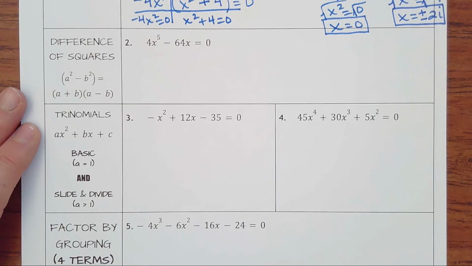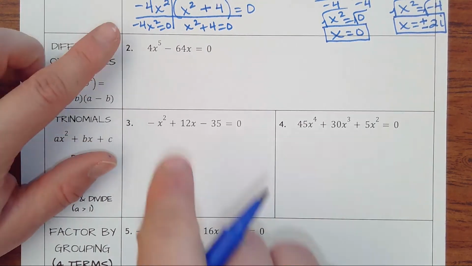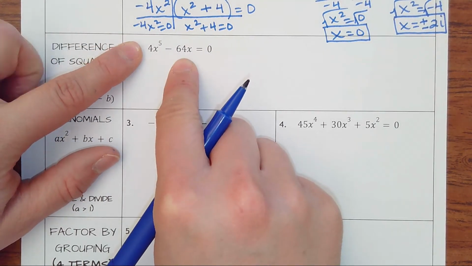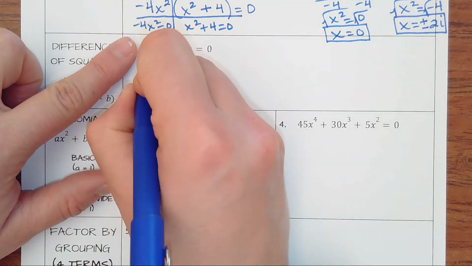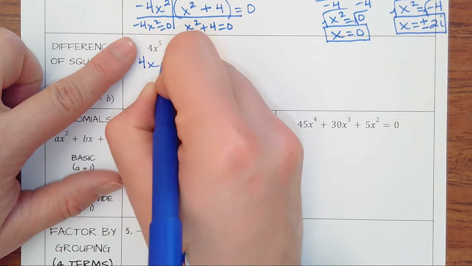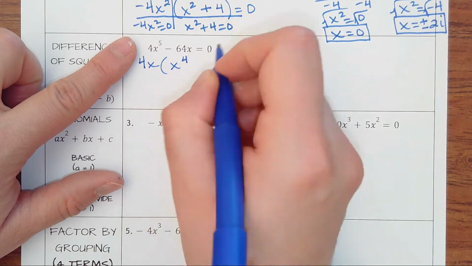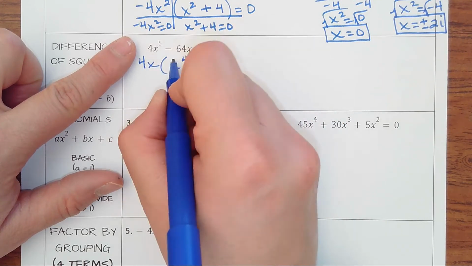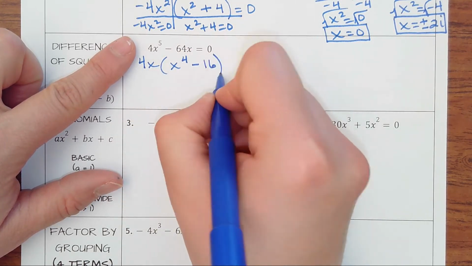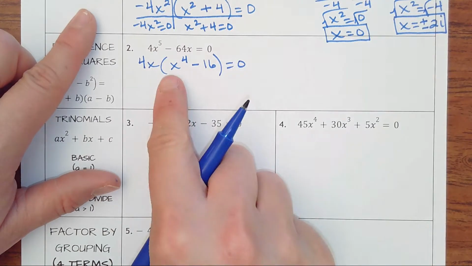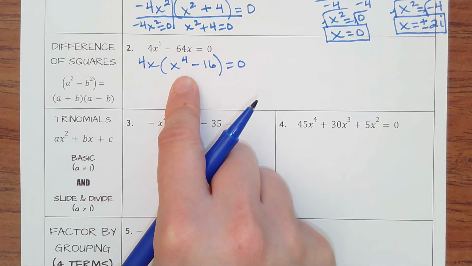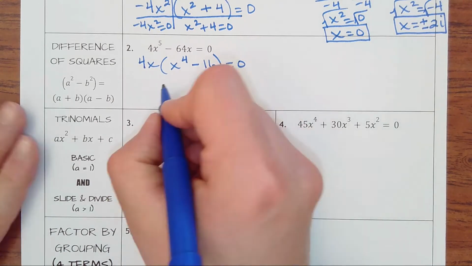Okay, number 2 is a difference of squares problem, but let's check. I believe 64 divided by 4. You can take out an x. That would be x to the 4th power minus 16. Set it equal to 0. Now, I can't solve this since it's x to the 4th, but it is a difference of squares. So I'm going to factor that again.